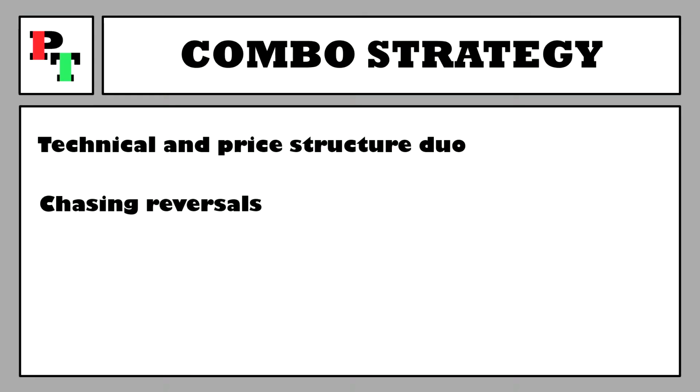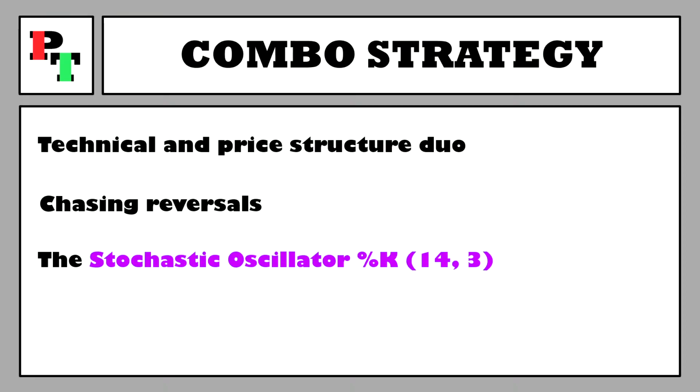When price runs out of momentum and can't go no more, we'll be looking to pounce on that weakness and ride the return in price. Let's start with the technical side of things. Our indicator will be the stochastic oscillator.